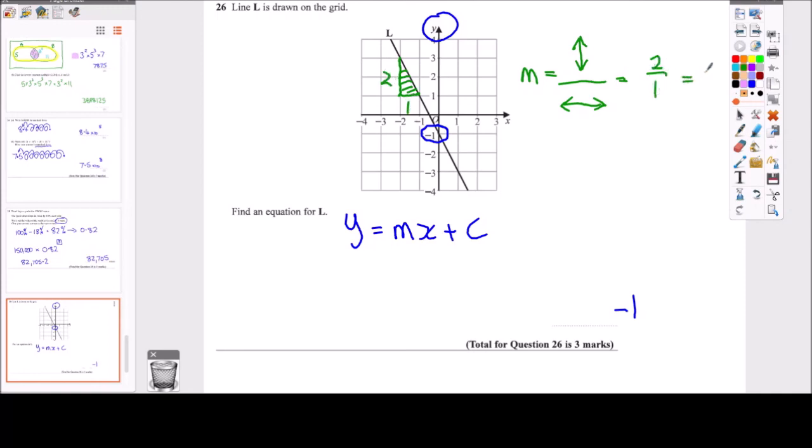which equals 2. However, be careful, because this line is going downwards, it's going to have a negative gradient. So we need to pop a minus in front of that number. So m is going to be -2. So our final answer is going to be y equals -2x minus 1.